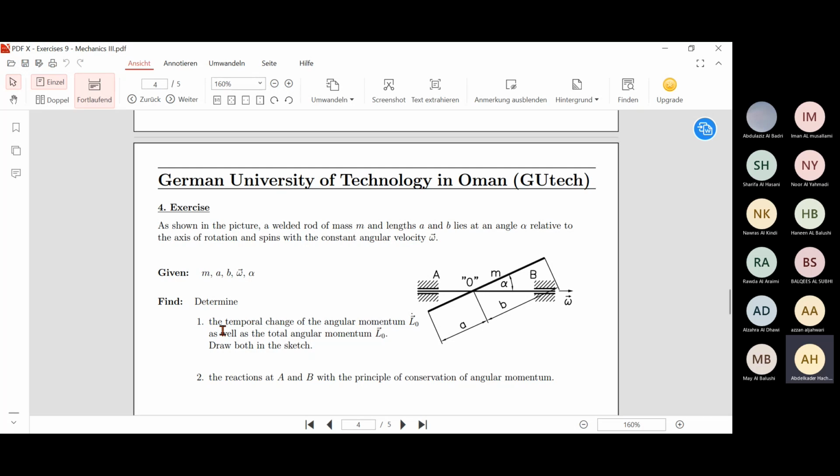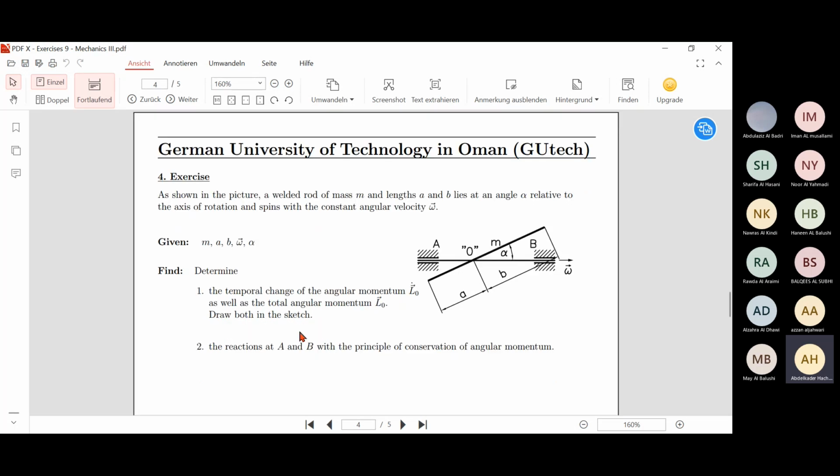What is asked here is the temporal change of the angular momentum, L dot O, as well as the total angular momentum L O, and to determine the reactions at point A as well as point B, using the principle of angular momentum. This is what we are doing.